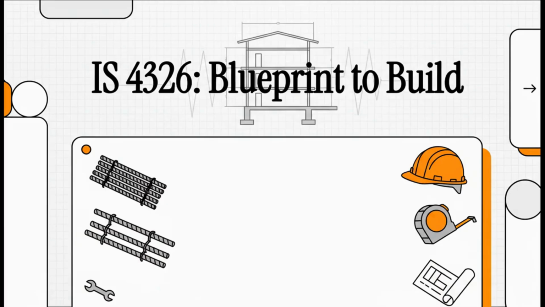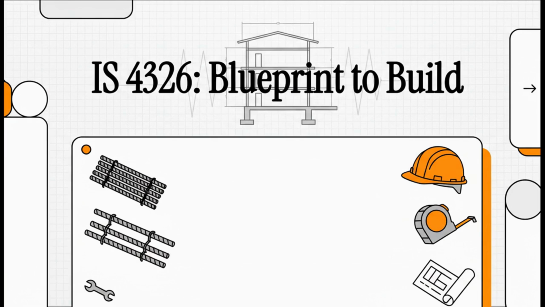Welcome to the Explainer. Today, we are getting our hands dirty. We're moving from theory straight to the job site to break down the critical, on-the-ground construction details of India's Code for Earthquake-Resistant Buildings, IS 4326.